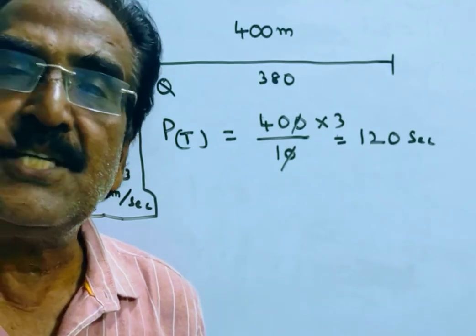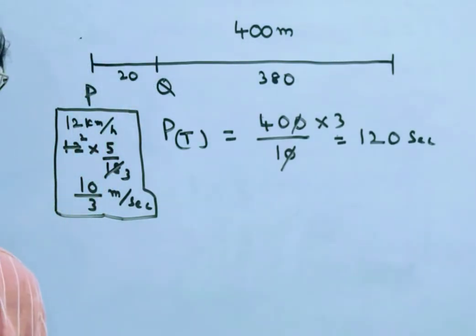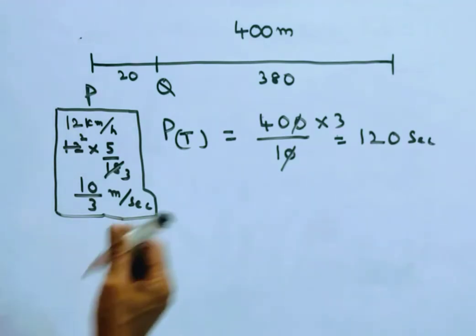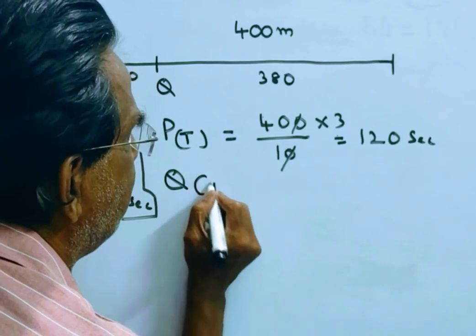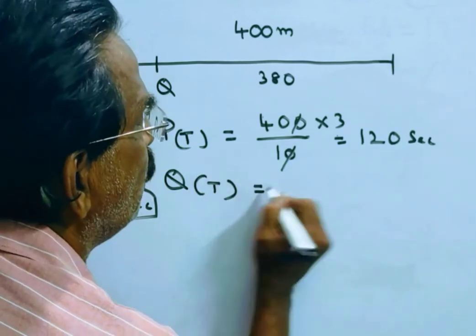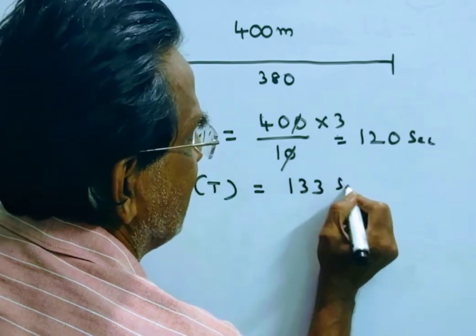Friends, P beats Q by 13 seconds. So, the time taken by Q is 120 plus 13, that is 133 seconds. Friends, the time taken by Q is equal to 120 plus 13, 133 seconds.